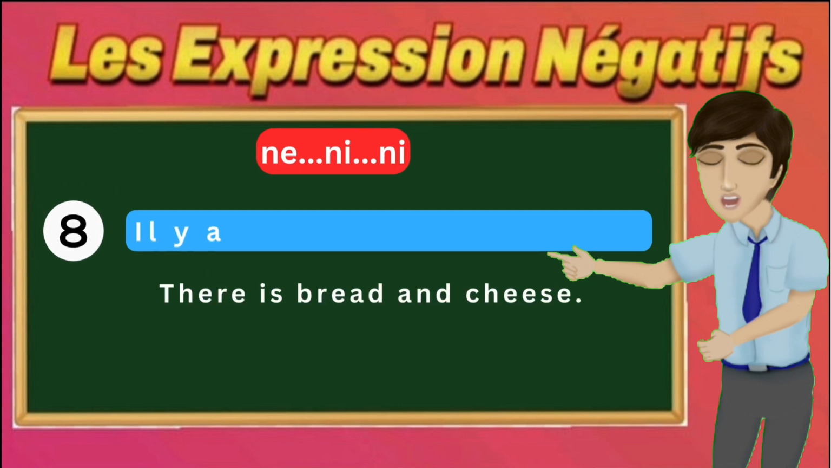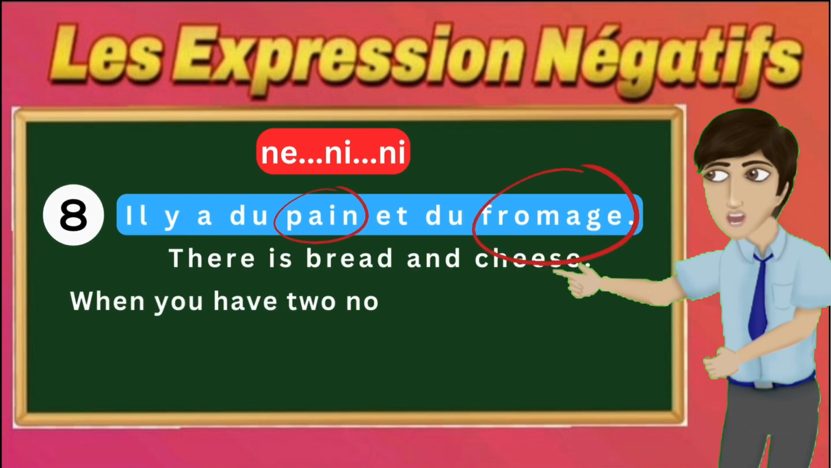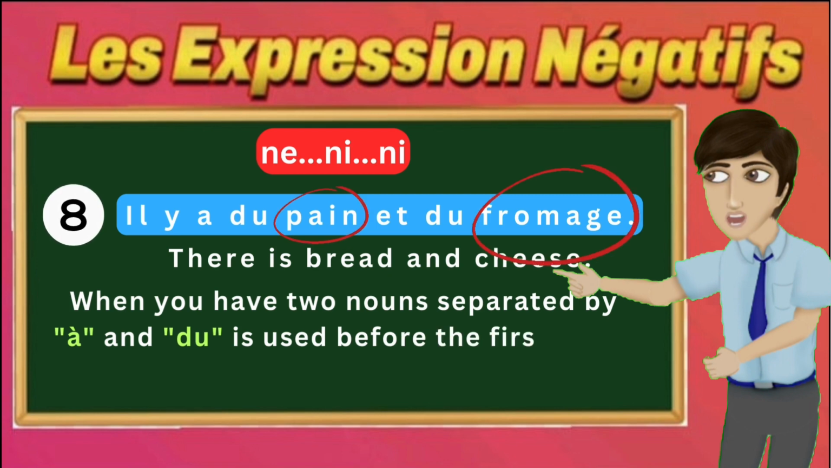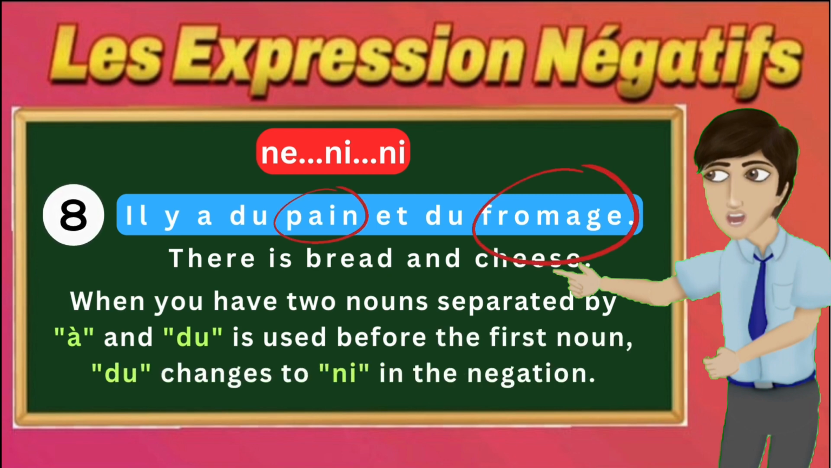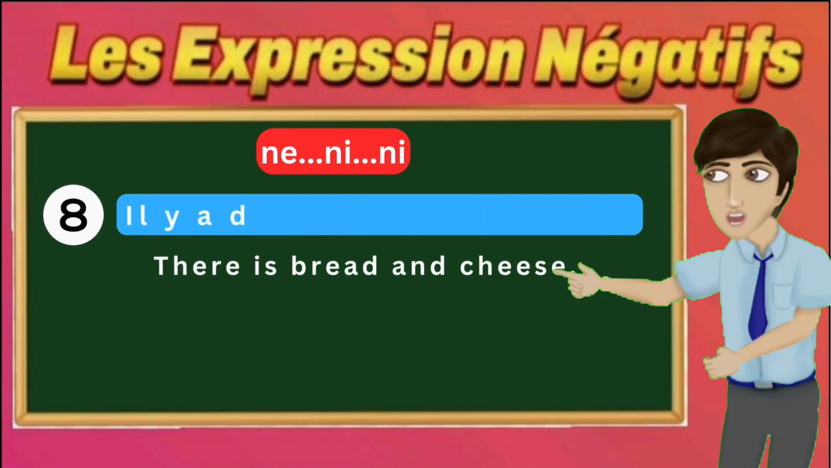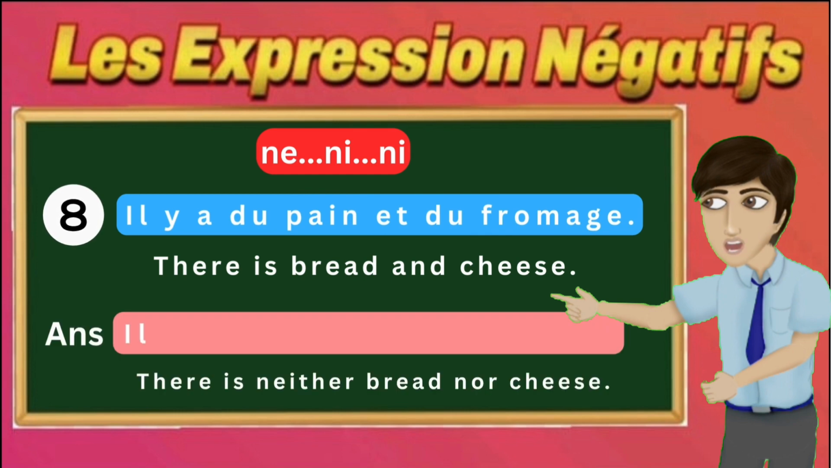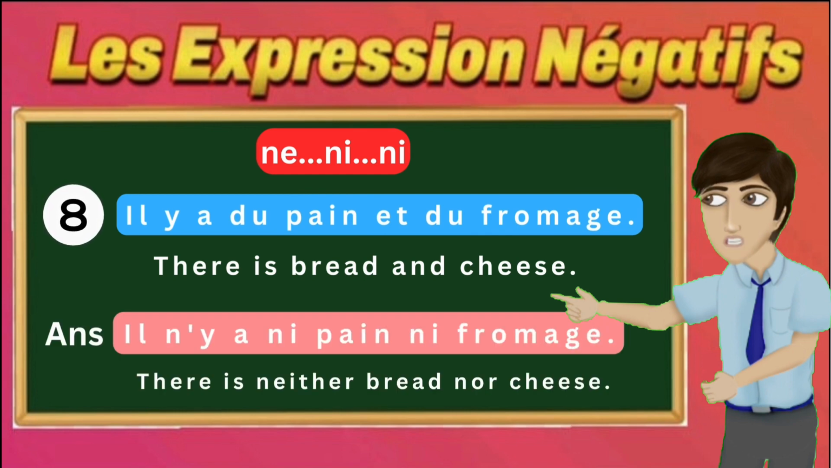Eighth. Il y a du pain et du fromage. There is bread and cheese. When you have two nouns separated by et and du is used before the first noun, du changes to ni in the negation. Il y a du pain et du fromage. There is bread and cheese. Il n'y a ni pain ni fromage. There is neither bread nor cheese.